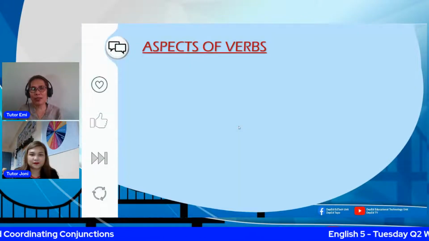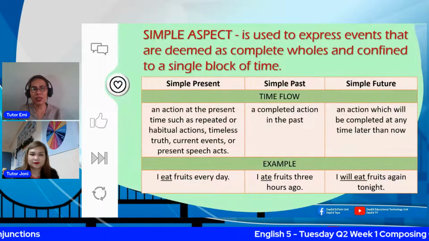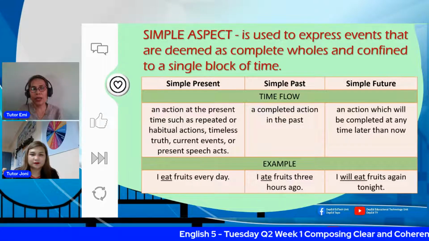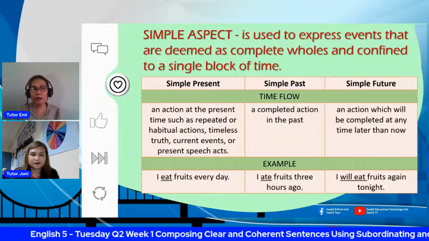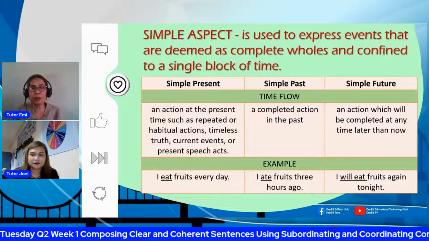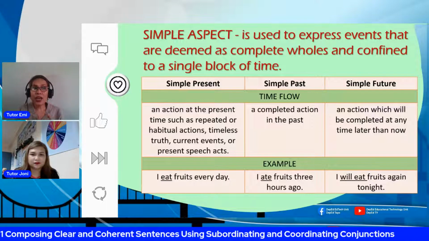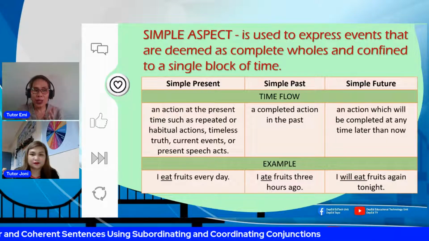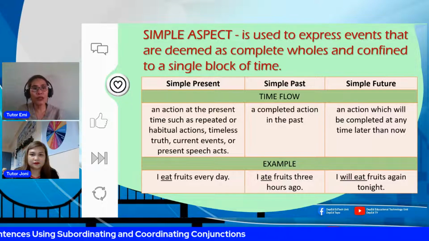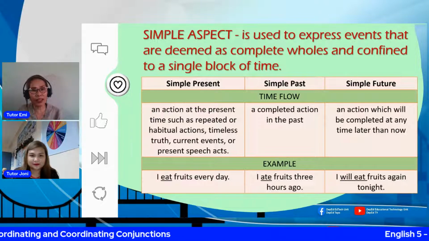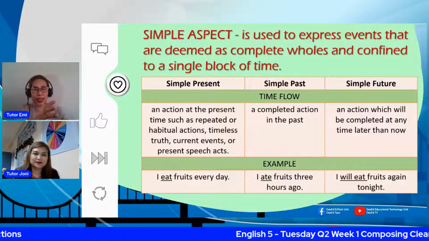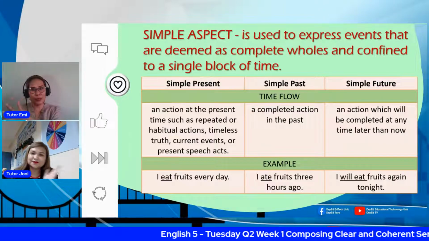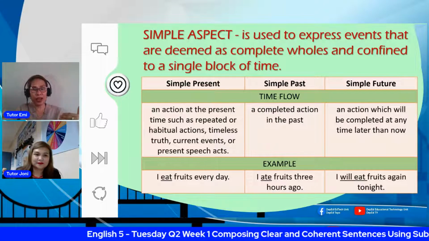So let's go to the aspects of verbs. When we talk about a simple aspect, we're talking about verbs used to express events that are deemed as complete wholes and confined to a single block of time. So let's try to have this one. We have the simple present, simple past, and simple future. We have the time flow there.